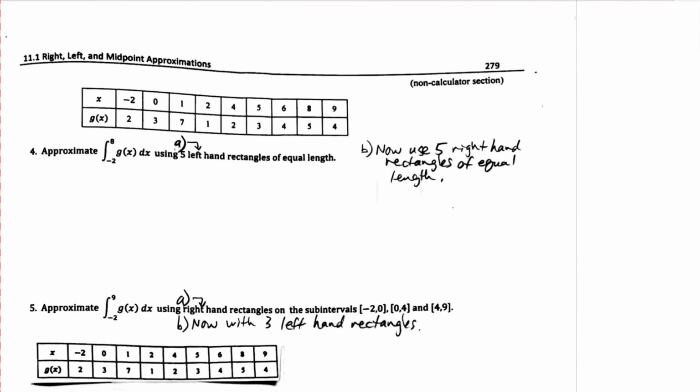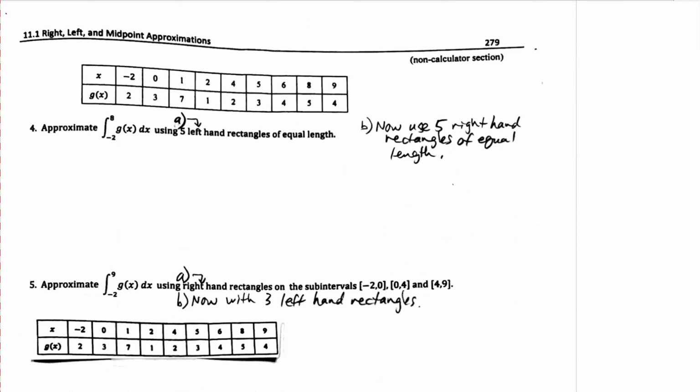Okay, moving on to the next page. We're looking at number 4 now. Let's see here. It asked us for 5 left-hand rectangles, and then for part B it says 5 right-hand rectangles. So let's start with part A.